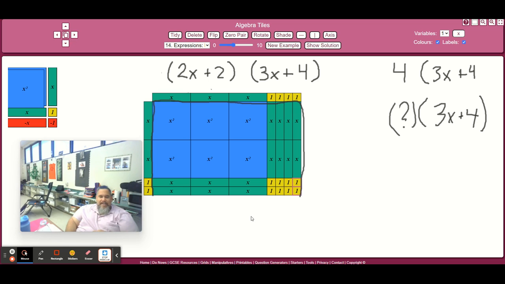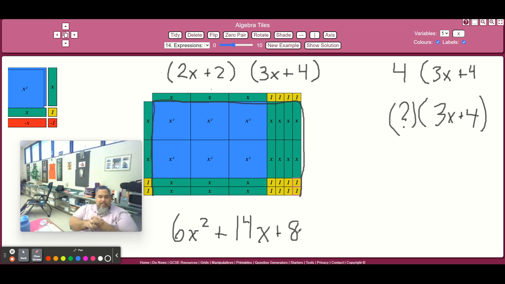Boom, boom, boom. And so I'm looking at what's in here, right? I have 6x squareds, and then I have 6x's down here, 10, 14. So I have 14 x's, and I have these 8 constants. That's what we call them, just 8. If there's no variable, we just call them constants. It stays constant. Look at that. That's pretty good stuff. That's pretty complicated stuff.